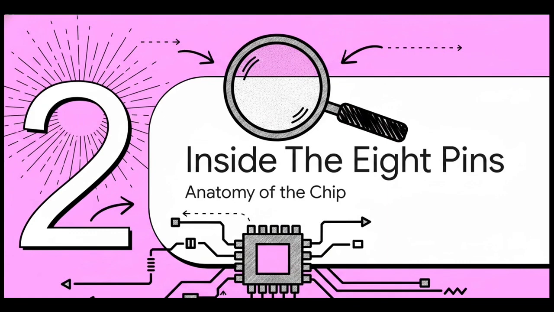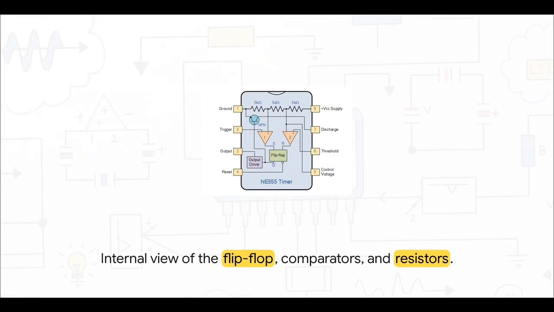Moving right along to Section 2, inside the 8 pins, anatomy of the chip. If we zoom in and look under the hood, the internal circuitry is just elegantly simple. Right up at the top is the internal voltage divider, those 3 5-kilo-ohm resistors I mentioned, and they establish your critical reference levels. Then you've got 2 operational amplifiers acting as comparators to monitor the voltage. They feed straight into a built-in digital flip-flop circuit right in the center. It is this beautiful combination of analog comparison and digital logic.